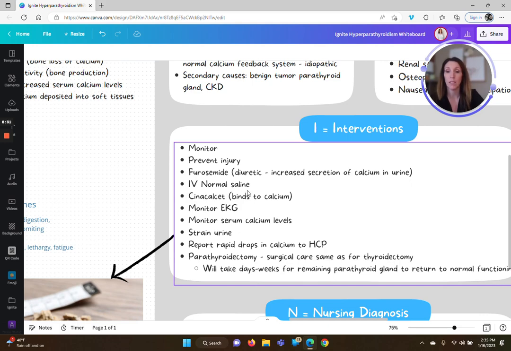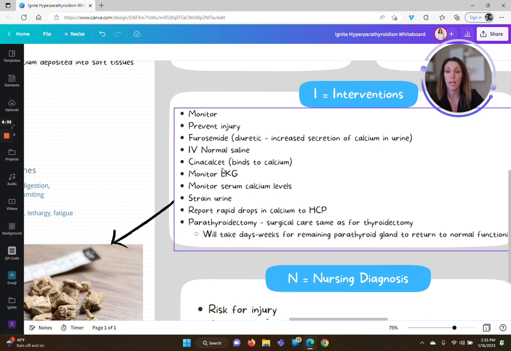and they may get cinacalcet, which is an oral medication that binds to calcium to help them secrete it. We do need to keep an eye on their EKG or their cardiac functioning because the heart has a lot of nerves that help it function, and calcium really regulates nerves. And then we're going to monitor the serum calcium levels to double check that it's going down, but we do want to report rapid drops to the primary care provider because we really don't want it to drop too quickly.